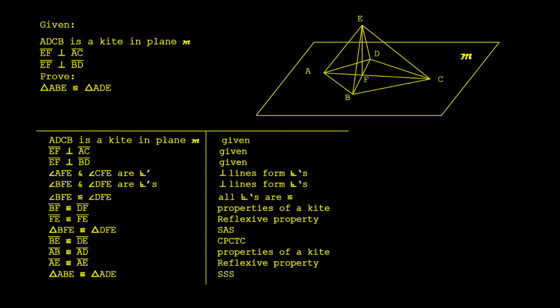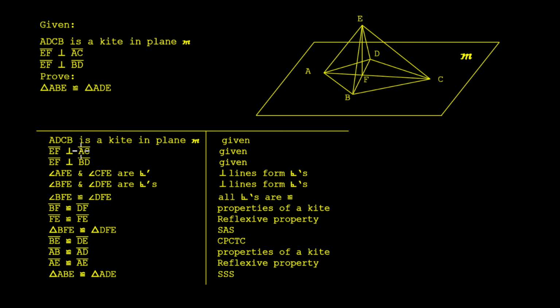In this video, we will be doing a 3D proof involving a kite in a plane and a perpendicular to that plane. So we have the givens in the proof here, also down here, and we will be doing the proof and putting it on the diagram over here. So first, ADCB is a kite in plane M, given. ADCB is a kite in plane M.